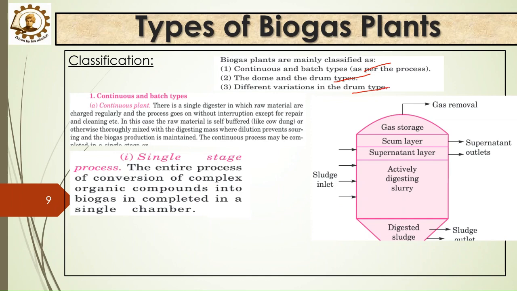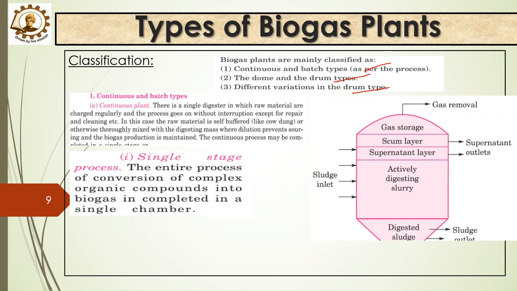So, continuous and batch process. In the continuous plant, there is a single digester in which the raw materials are charged regularly and the process goes on without interruption except for cleaning or repair purposes. In this case, the raw material is self-buffered like cow dung, or otherwise thoroughly mixed with the digesting mass, where dilution prevents souring and biogas production is also maintained.